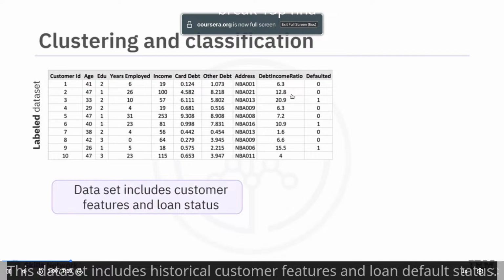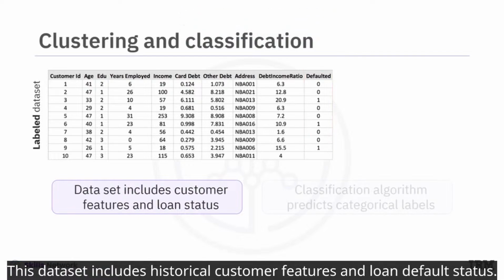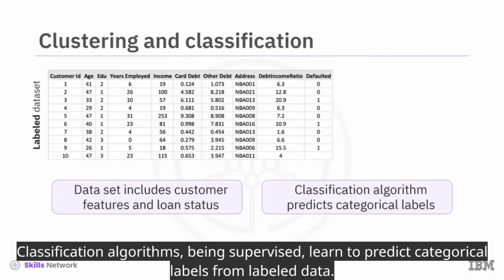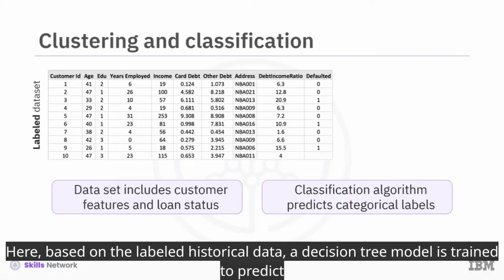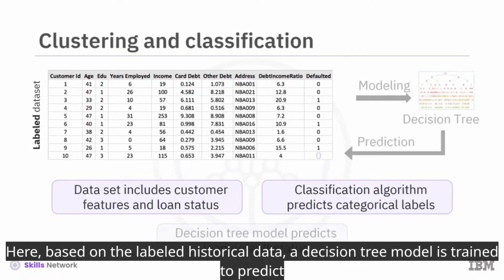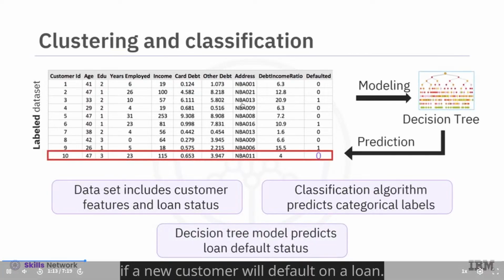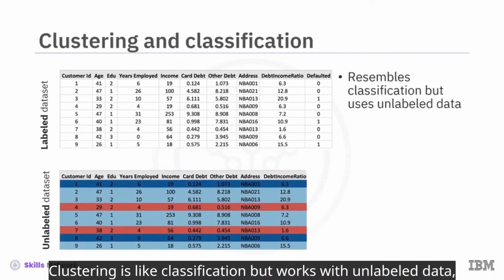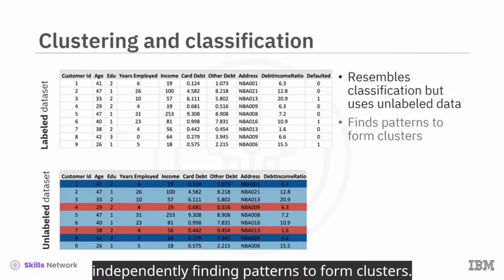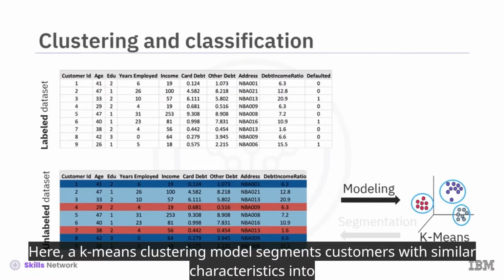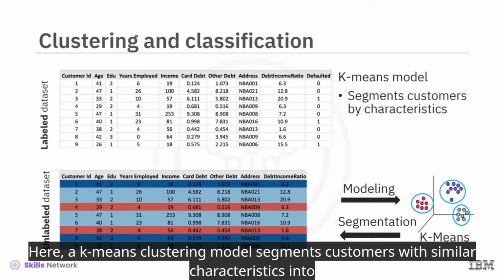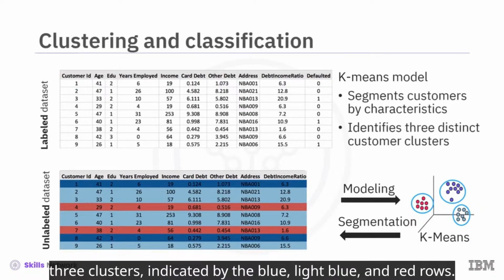includes historical customer features and loan default status. Classification algorithms, being supervised, learn to predict categorical labels from labeled data. Here, based on the labeled historical data, a decision tree model is trained to predict if a new customer will default on a loan. Clustering is like classification, but works with unlabeled data, independently finding patterns to form clusters. Here, a k-means clustering model segments customers with similar characteristics into 3 clusters.